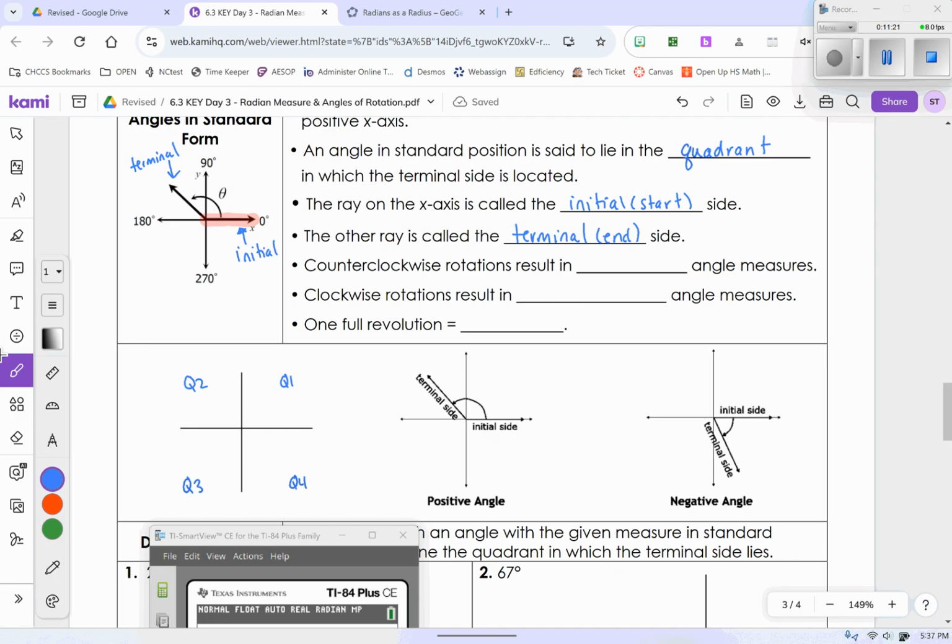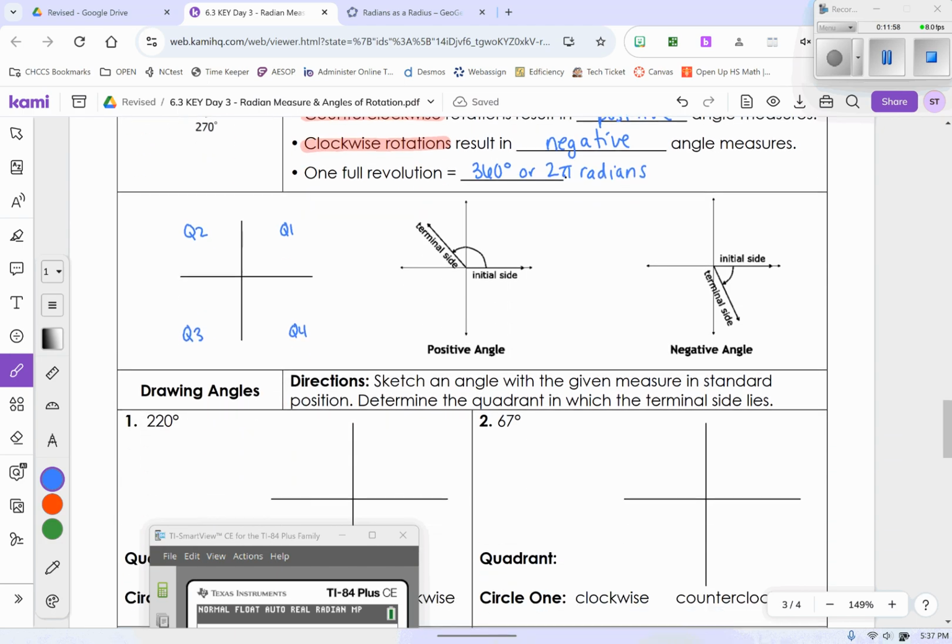We have different ways to measure angles in standard position. One way is counterclockwise and the other way is clockwise. If we have a counterclockwise rotation, notice that follows the way the quadrants go. So this is a positive angle measure. Clockwise results in a negative angle measure. And one full revolution we know is 360 degrees or 2 pi radians. So here's a picture of the positive angle and the negative angle.